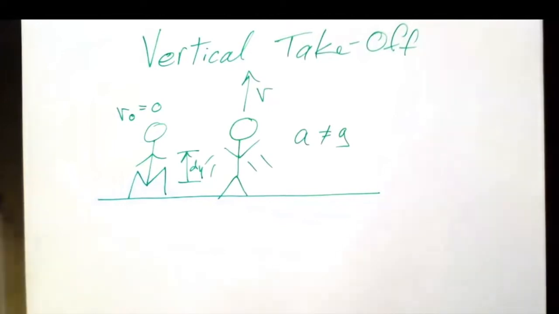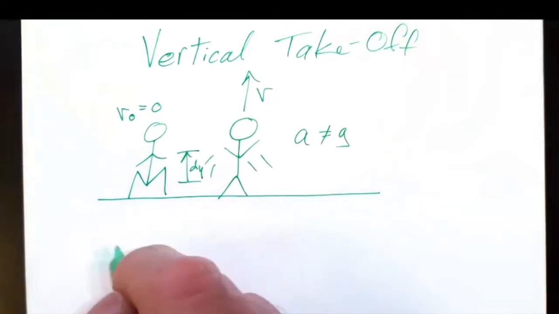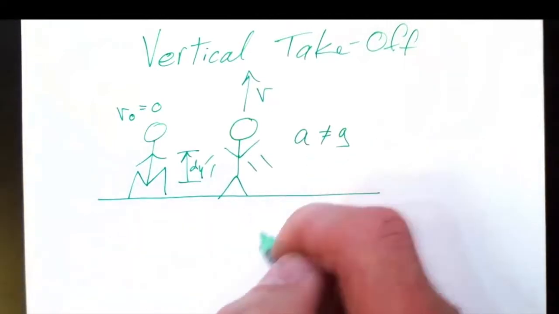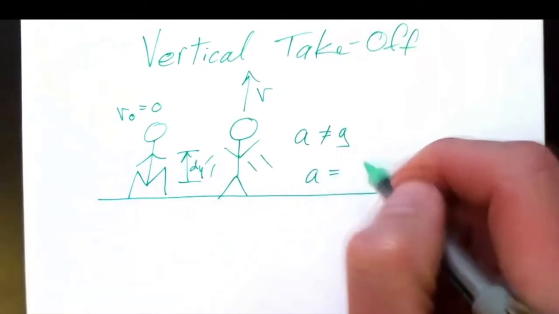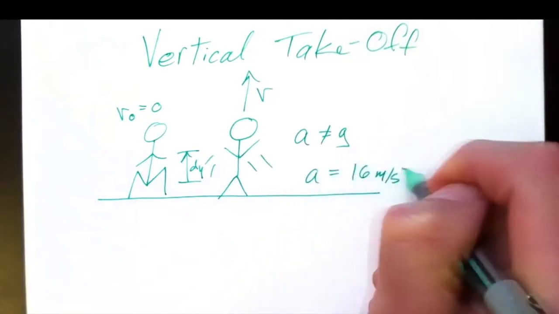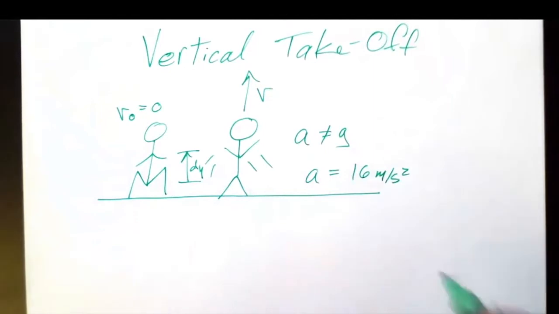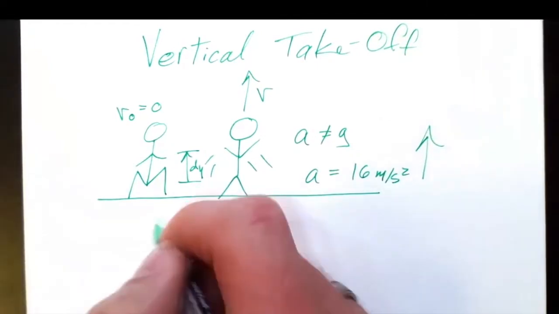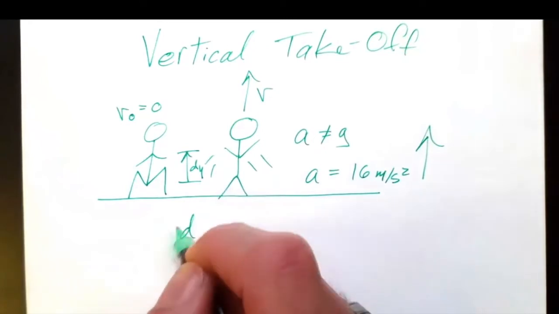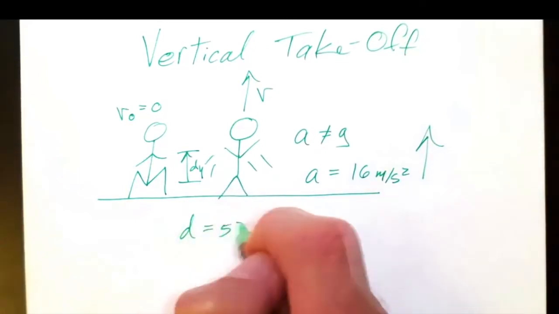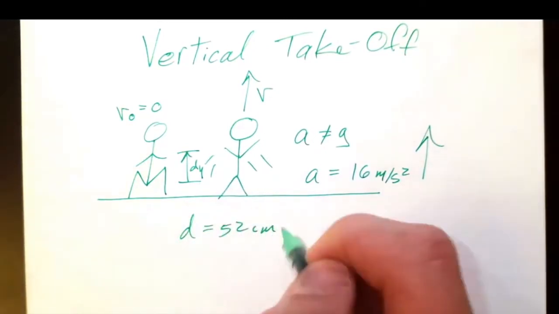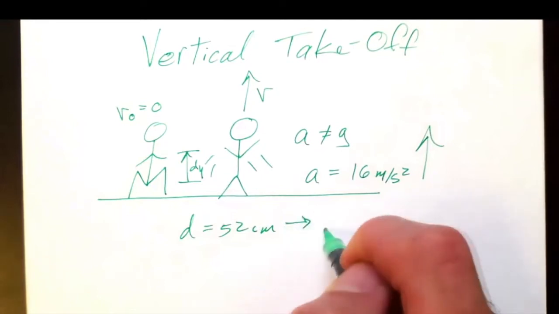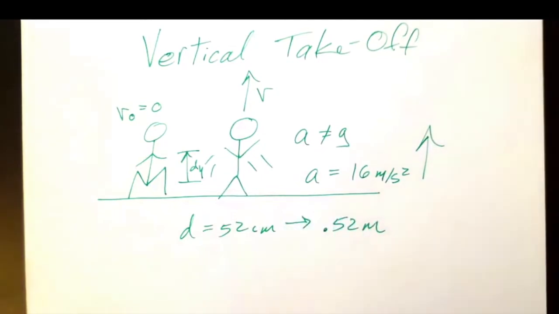In this case, we're given the acceleration as a positive value of 16 meters per second squared, which based on the scenario of takeoff, we will take as going up and therefore positive. Her displacement that she moves through her legs is given as 52 centimeters, which before we can move on needs to be converted to 0.52 meters.